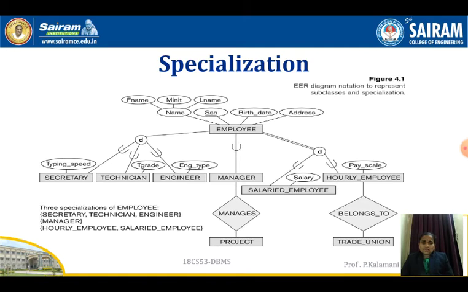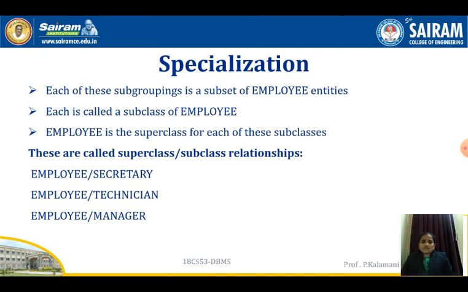It's the same as the inheritance you have already studied in Java and C++. But in DBMS we represent it like this, because nowadays in DBMS we are also using the object oriented relational model. There we are in a position to implement object oriented programming concepts, so we can represent it like this. And each of these subgroups is a subset of employee entities, that is engineer, technician and so on.